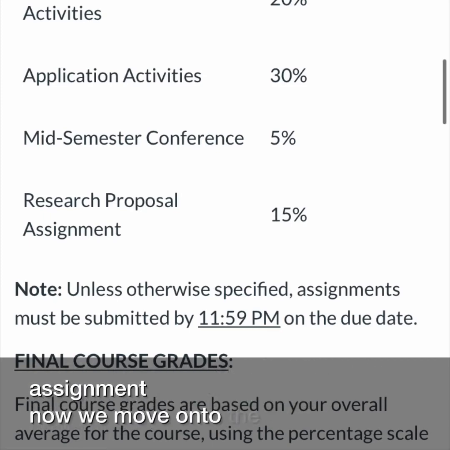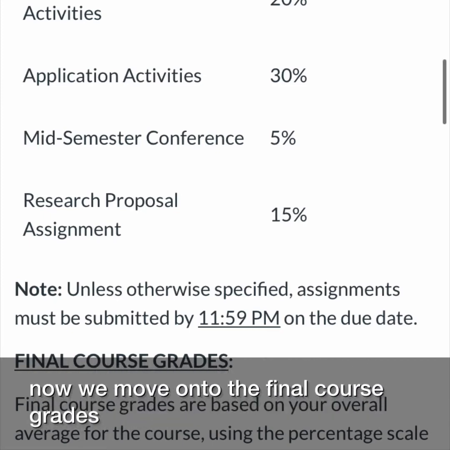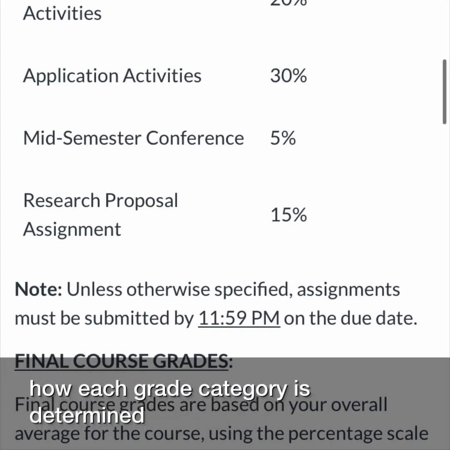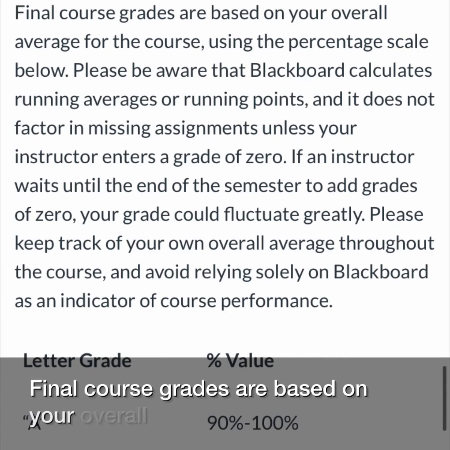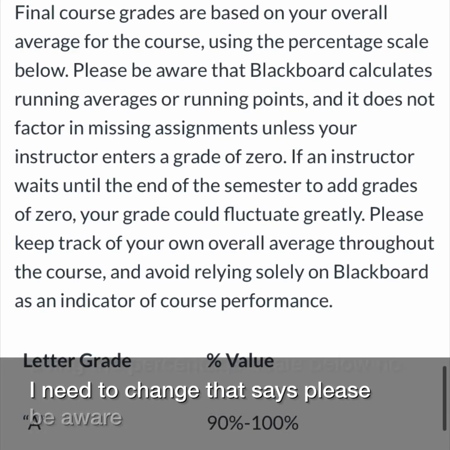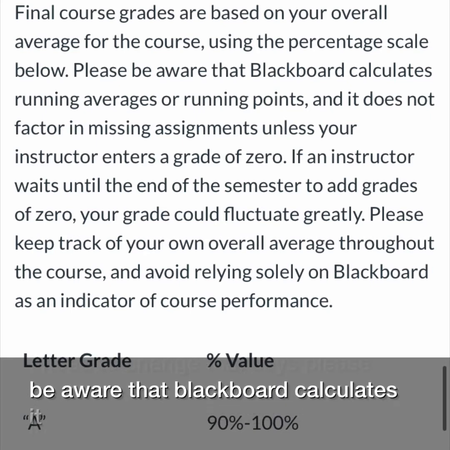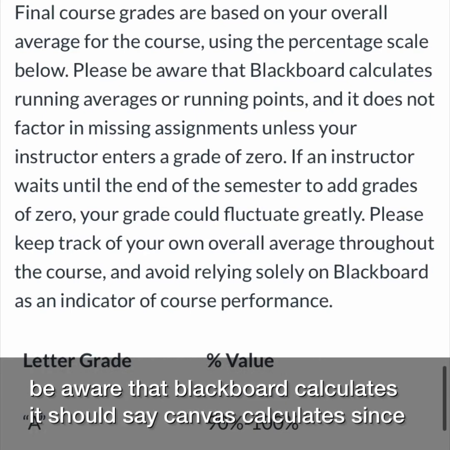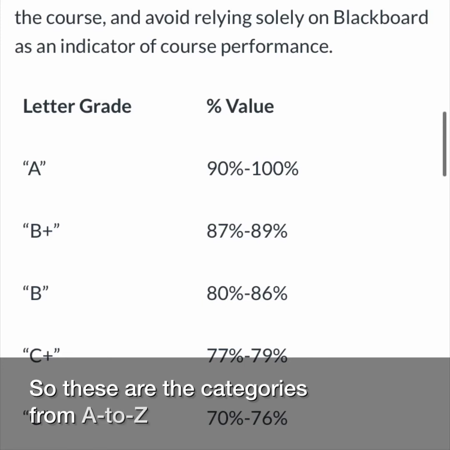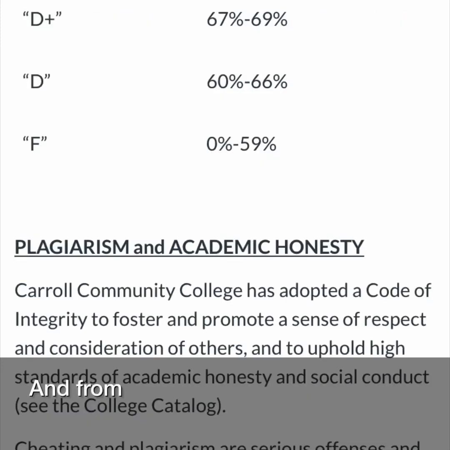Now we move on to the final course grades. Basically, how each grade category is determined. Final course grades are based on your overall average for the course using the percentage scale below. Now, I need to change that. It says, please be aware that Blackboard calculates. It should say Canvas calculates, since we use Canvas now. So these are the categories from A to C and from D plus down to F.